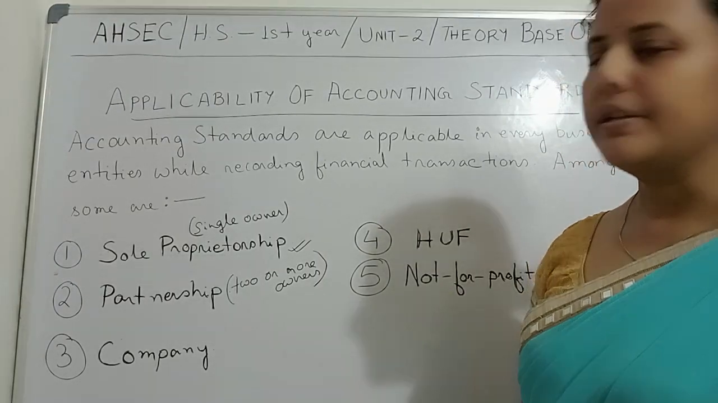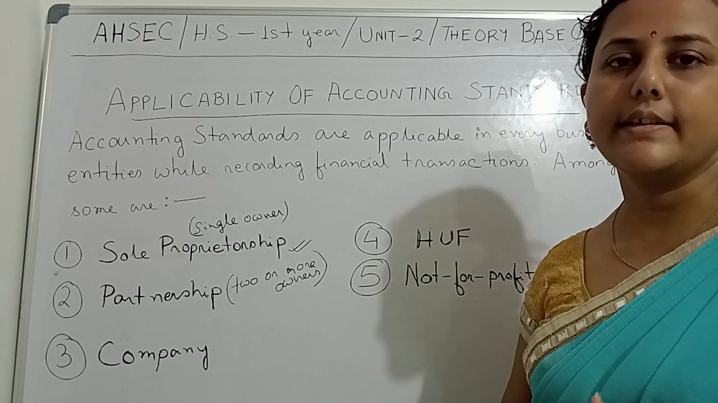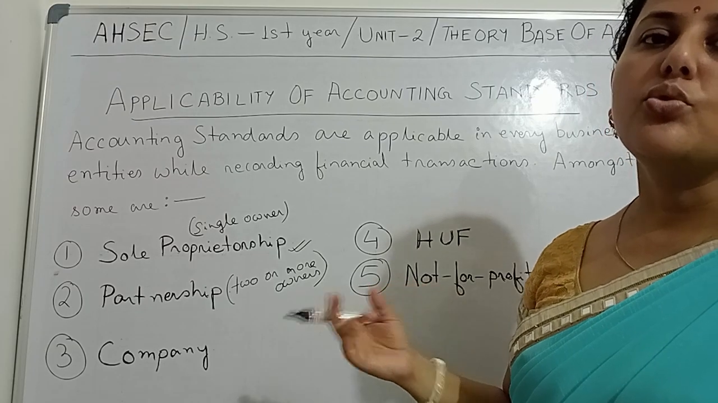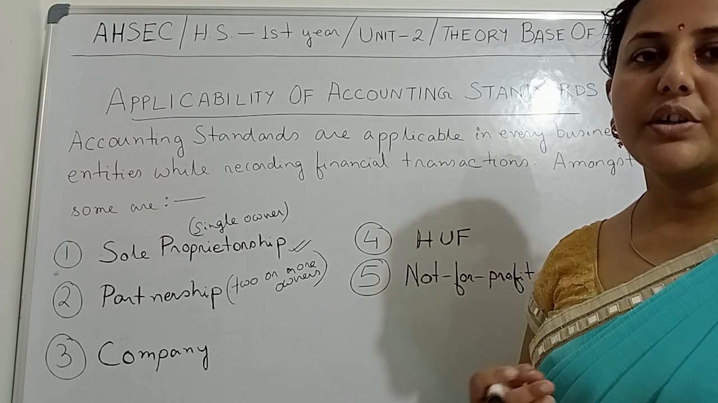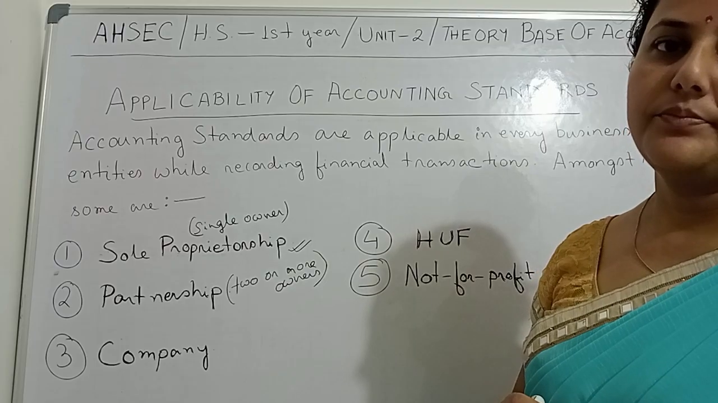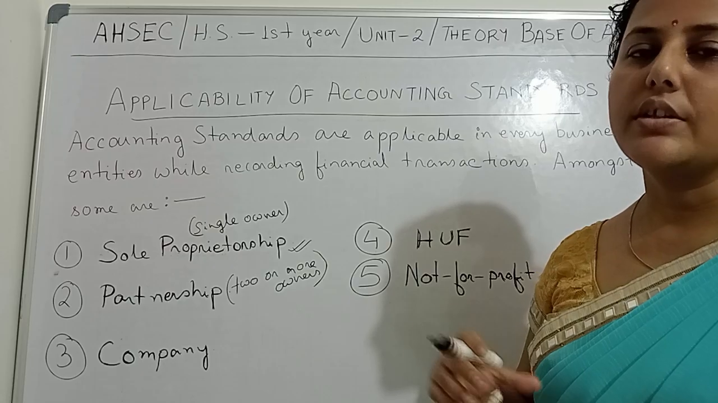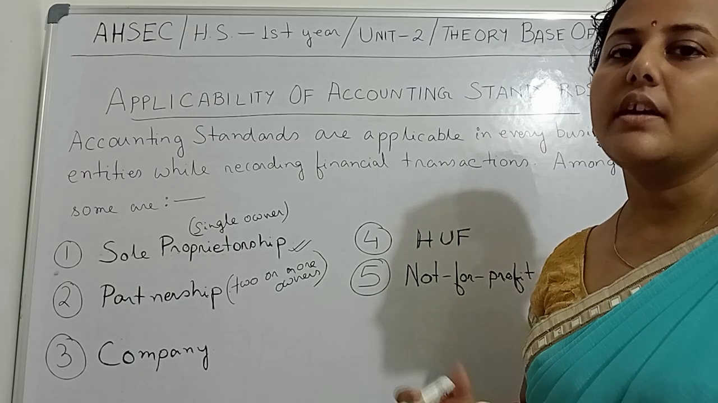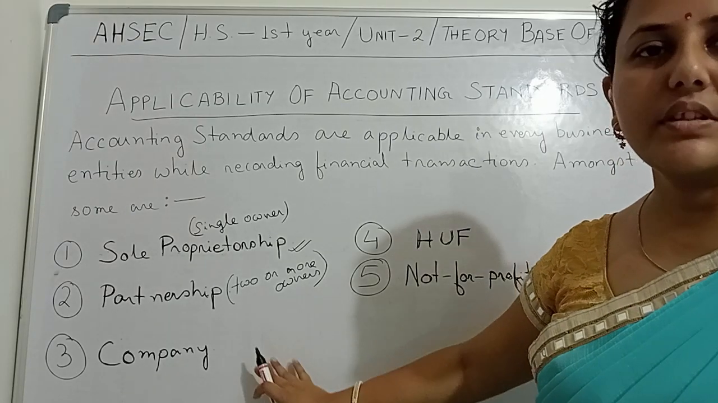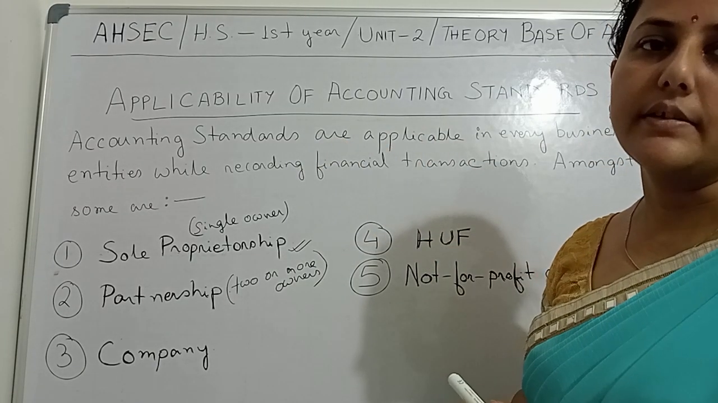Then number 3 is company. Company means what? It's a legal entity which is formed to purchase goods and services and to sell goods and services. So that is a company. It's a legal entity formed to do business and earn profit. So in the company form of business organization also there is applicability of accounting standards.